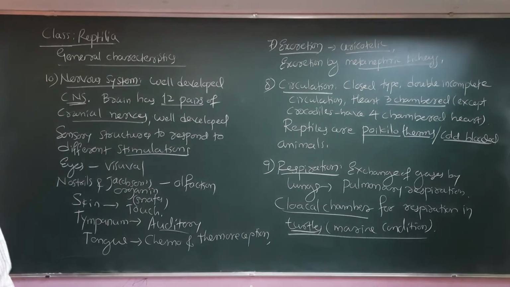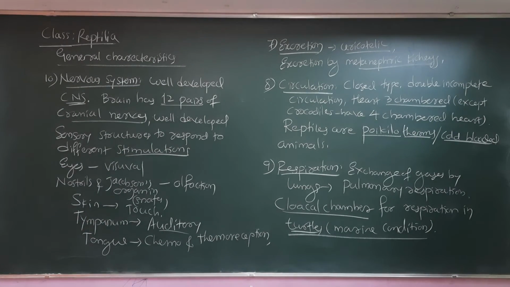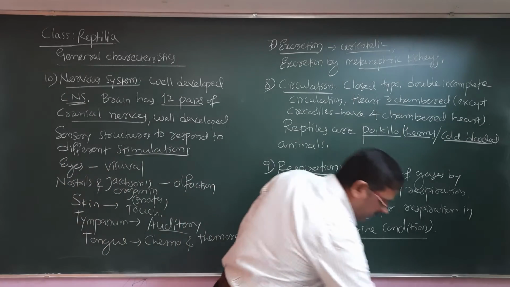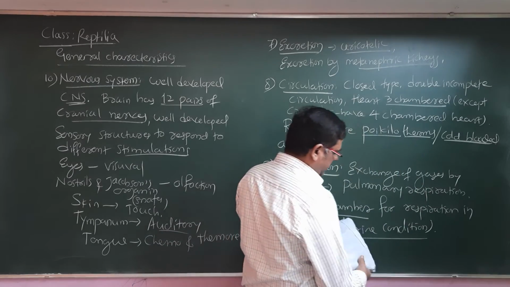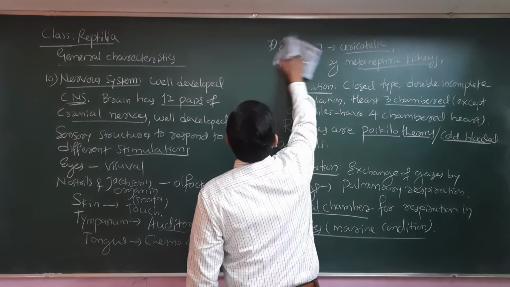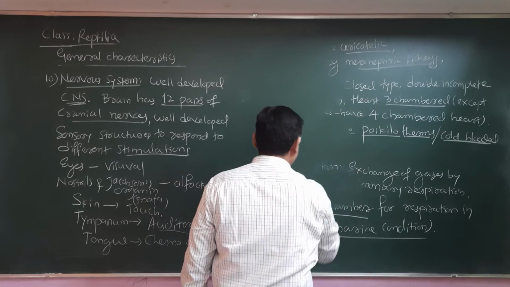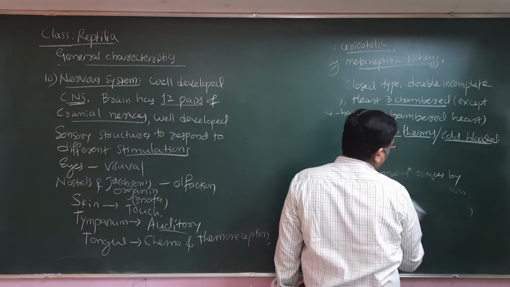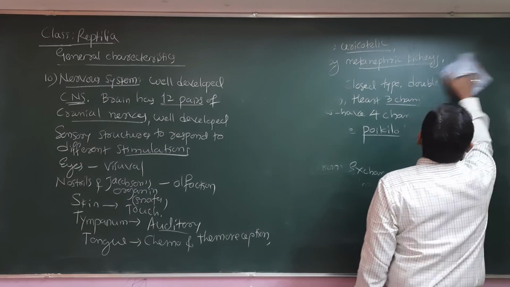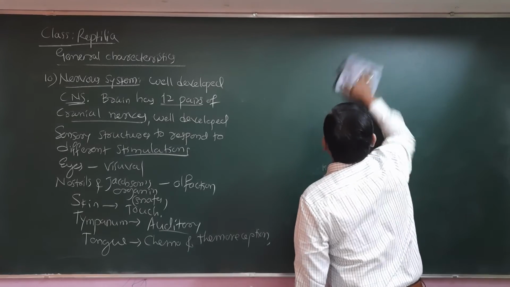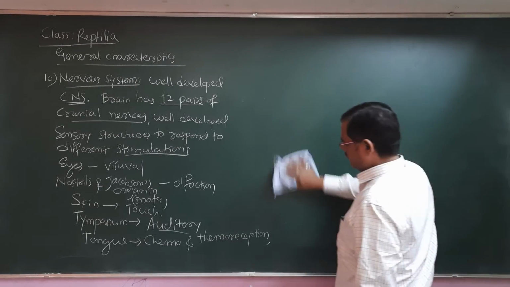So this is all we have discussed so far. It's all the general characters only. Now one more important general character we need to discuss is their reproduction. Let us understand. Regarding the reproduction of these reptiles, what are the important features related to reproduction? Let us see that also.